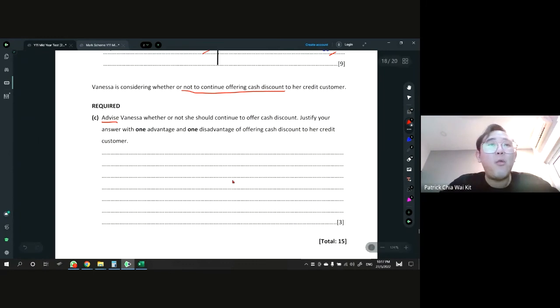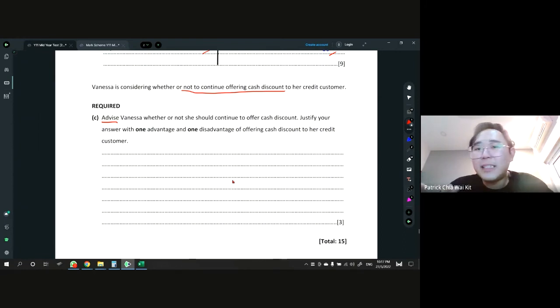So advise Vanessa whether or not she should continue to offer cash discount. For the recommendation part, the last part, just write down whether she should continue or she shouldn't continue. But you cannot straight away jump to conclusion without even giving a single advantage or disadvantage. You get what I mean? You cannot just simply say she should continue without having any points at all. If you do that, I doubt you will actually get the 1 mark, even though it's free.